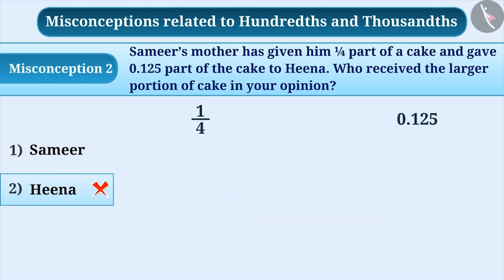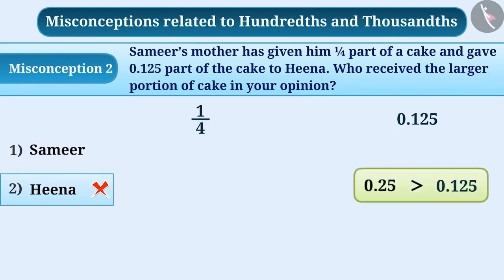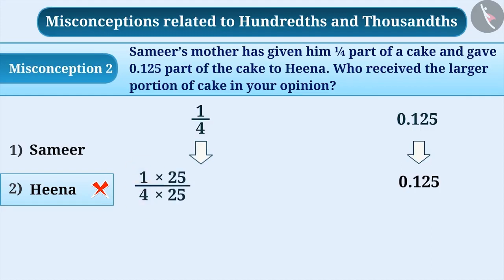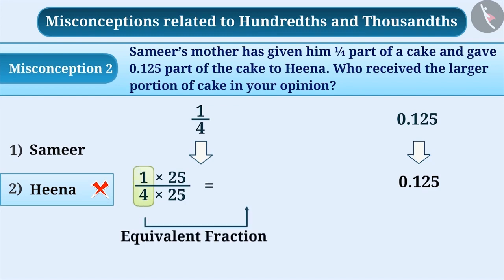In order to compare 1/4 and 0.125, we need to represent both the numbers either in decimal form or in fractional form. Let's represent them in decimal form. Since 0.125 is already in decimal form, we will not make any changes to it. To represent 1/4 in decimal form, we will multiply the numerator and denominator by 25. By doing so, we get the equivalent fraction of 1/4 as 25/100. Its decimal form will be 0.25.